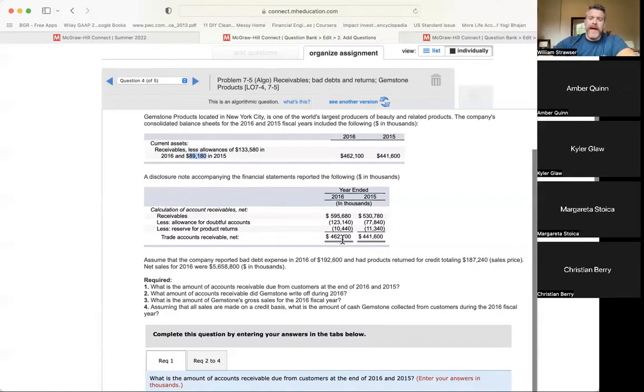Now the question becomes, how do we convert this to a balance sheet? So I'm going to write some of this information down on a piece of paper, and then I'll switch over to camera.